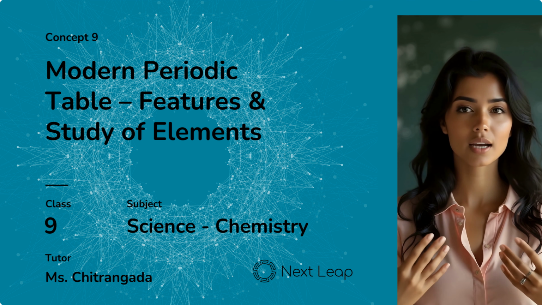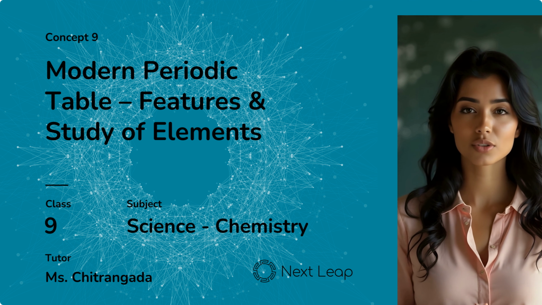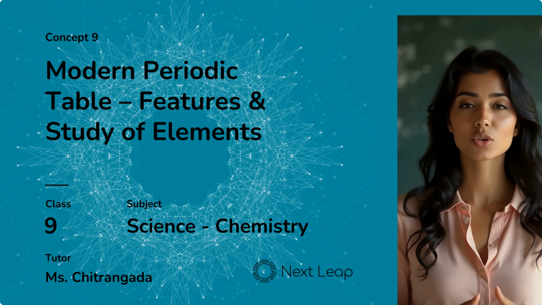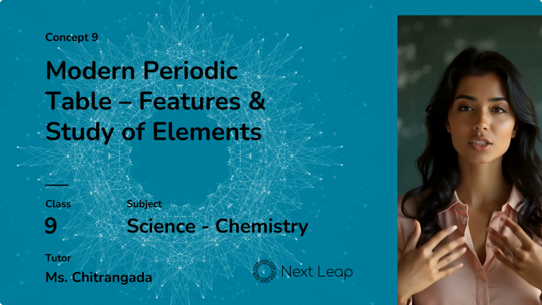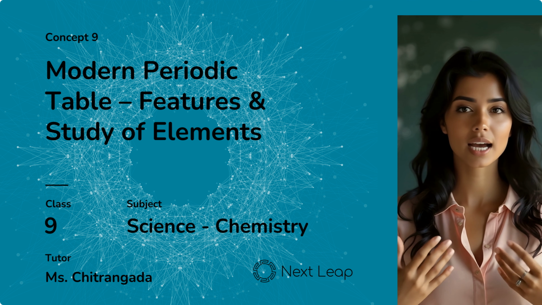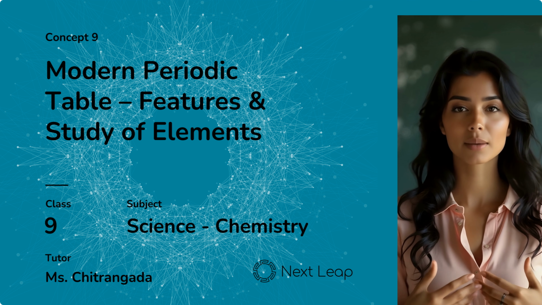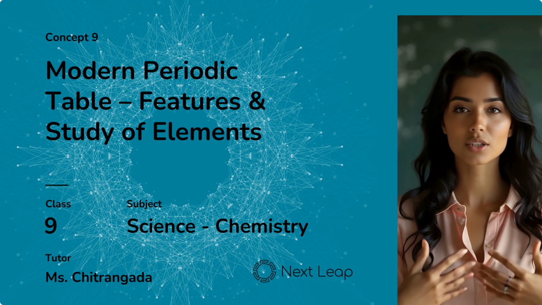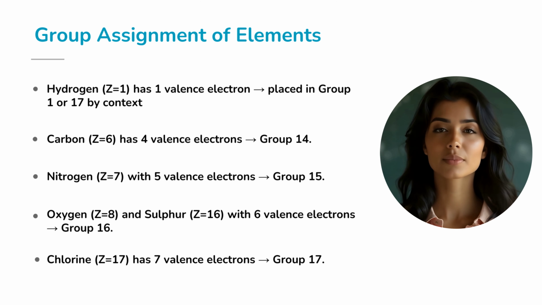For example, hydrogen with one valence electron sits in group 1, carbon with four valence electrons sits in group 14, while nitrogen, oxygen, sulfur, and chlorine all take their rightful places in groups 15, 16, and 17. Their positions immediately hint at their chemical reactivity and bonding patterns. Now let's explore how valence electrons determine an element's group.